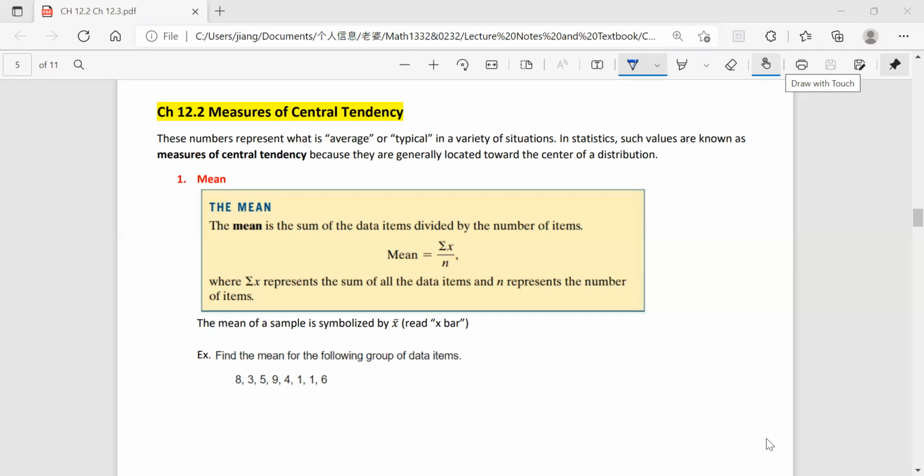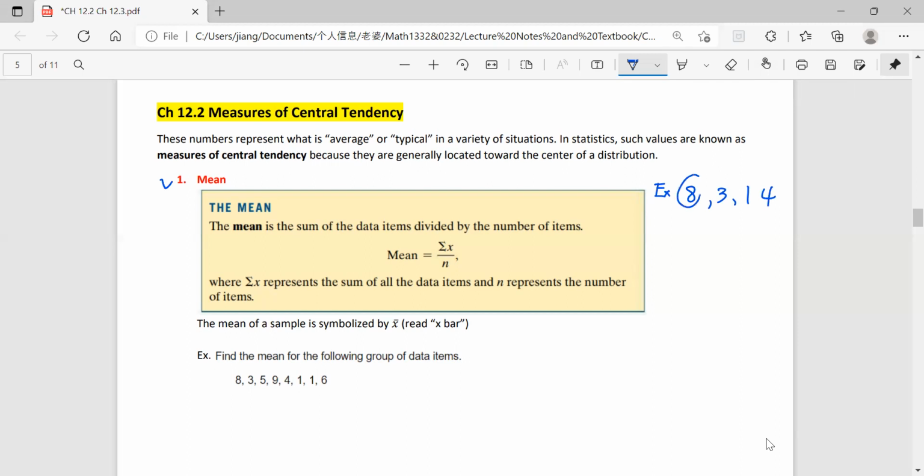First, let's see the definition of mean. The mean is the sum of the data items divided by the number of items. For example, if we have a data set 8, 3, 1, 4, the mean means we add these 4 data together, and then divide it by 4, because there are totally 4 data.